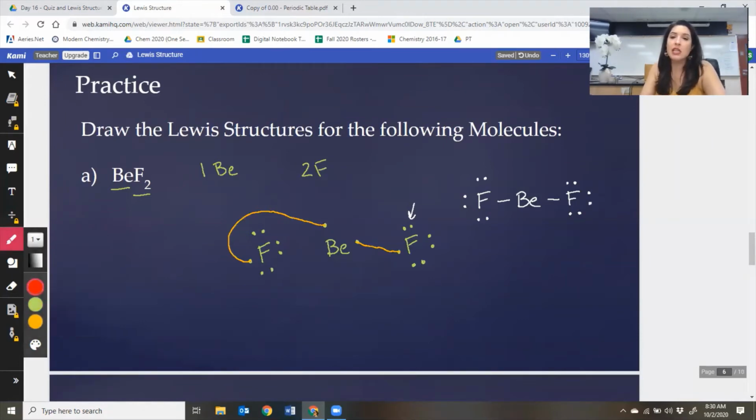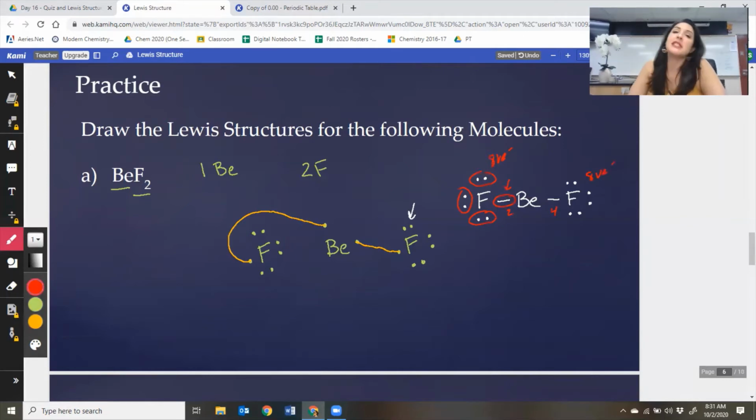I can see that each fluorine has 2, 4, 6, 8. Remember, there's 2 electrons in every bond. So a nice 8 stable valence electron configuration for fluorine. Beryllium, on the other hand, only has 2, 4. But this other fluorine has 8 as well.